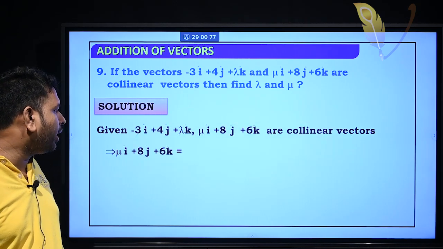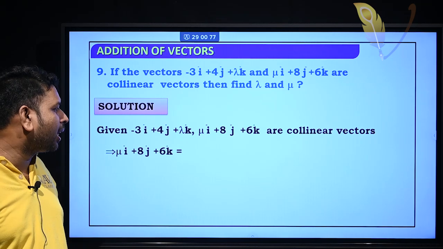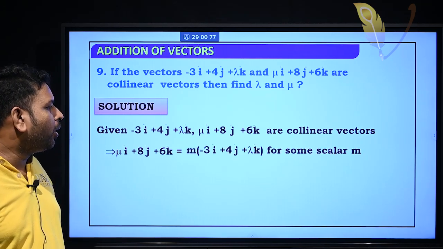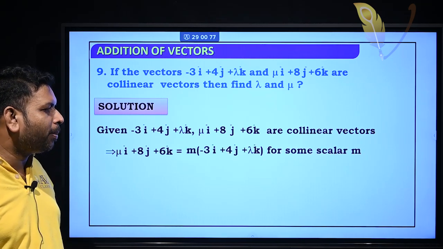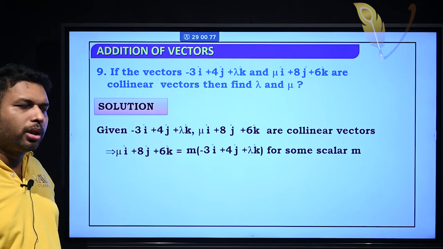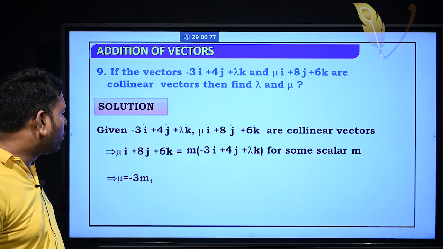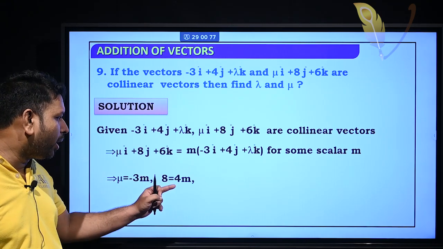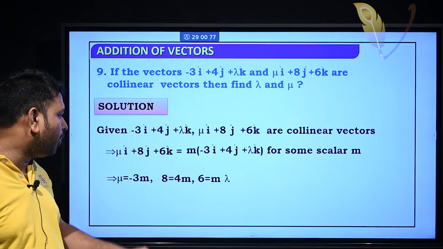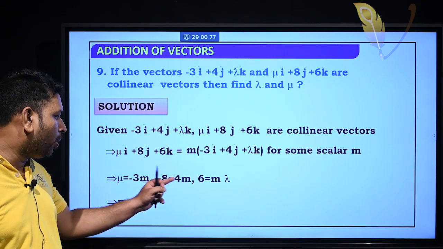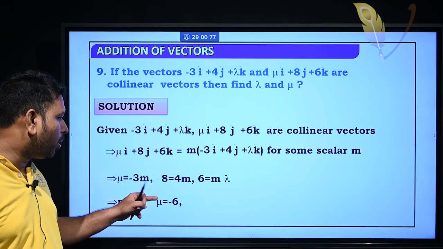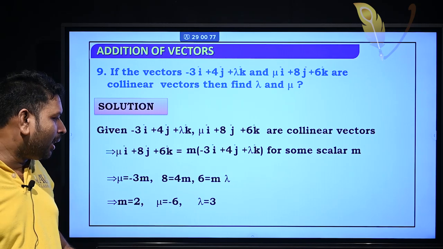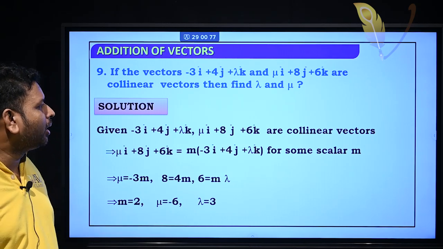That implies mu i cap plus 8j cap plus 6k cap equal to m whole into minus 3i cap plus 4j cap plus lambda k cap for some scalar m. So mu equal to minus 3m, 8 equal to 4m, 6 equal to m lambda. So m equal to 2, mu equal to minus 6, lambda equal to 3 by solving this.